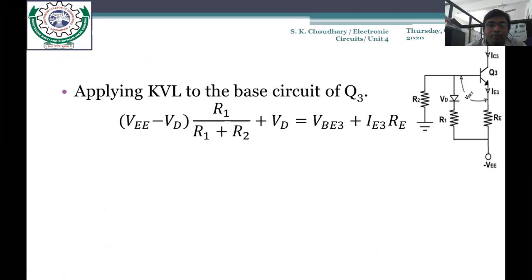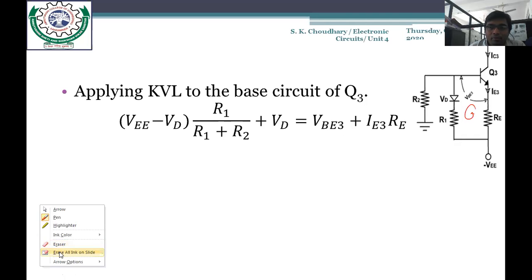So apply KVL around the base circuit of the transistor Q3. This is the base circuitry of Q3. Around this base circuitry, you have to apply the KVL. You can apply it either in a clockwise or anti-clockwise manner; it depends upon you. Suppose we have taken the clockwise direction. This is the base of Q3, and around this base we apply the KVL.